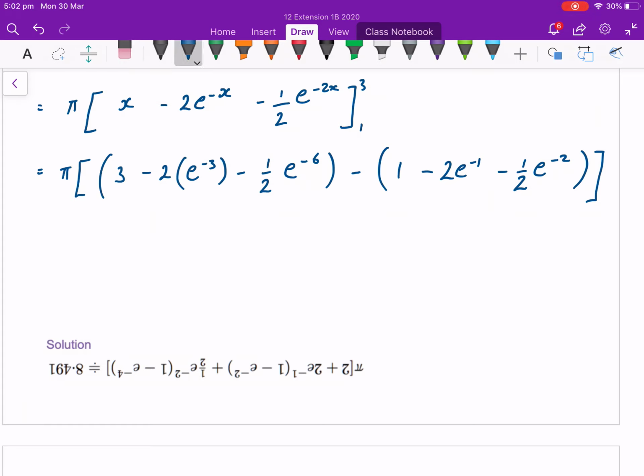So what we're actually going to do here is type this into our calculators. Notice I put in the approximate sign down there. And if you type this into your calculators, you'll end up with roughly 8.49. It's going to be units cubed, so I don't need the bracket there. Units cubed, and that's to 2 decimal places.